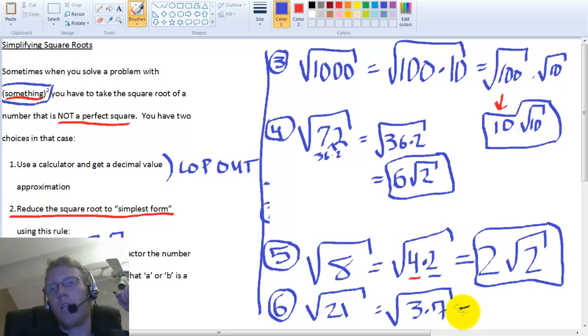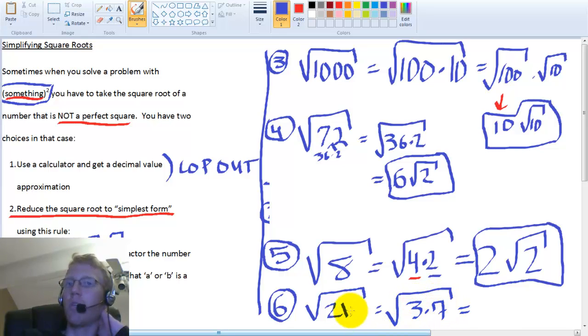Okay. And you say, uh-oh, square root of 3, that's not a perfect square. Square root of 7, that's also not a perfect square. So neither one of these is a perfect square, and neither one can be broken down any farther. So if this happens to you, what that means is, go back to your original problem. The square root of 21 cannot be reduced.